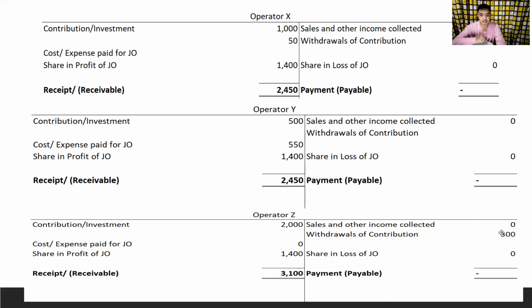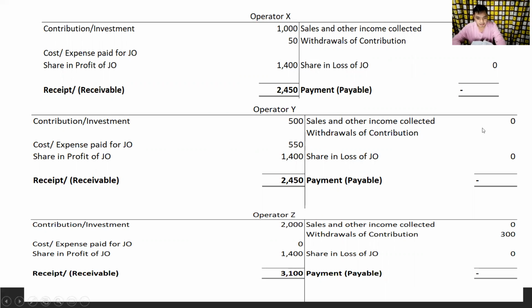Next, operator Y, contribution investment of 500. Where do I get 500? In letter D, that 500 was made on account of Y. Next, cost and expense paid for joint operation. Letter F was paid by Y using own cash, 550. And the share in profit of joint operation that had been computed a while ago, 1,400, with a total receipt of 2,450. And last, the joint operator Z.